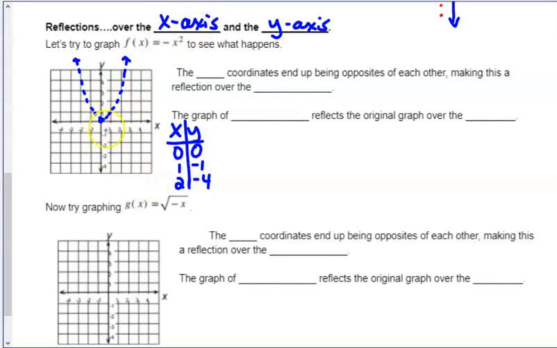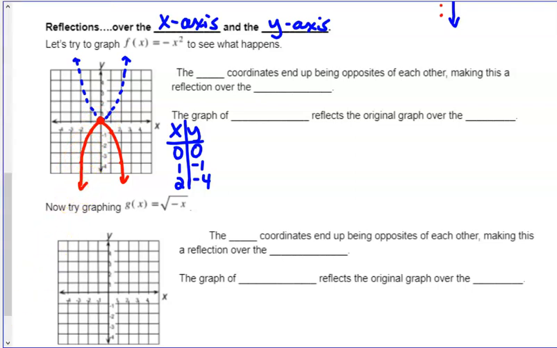Okay, I want to change colors here. So I have this. Then I'm going to go over 1 and down 1, over 2 and down 4. So that gives me half of my parabola. Now here comes my 2-for-1 deal. That point matches with the (1, -1), and that one matches with the one at x equals 2.